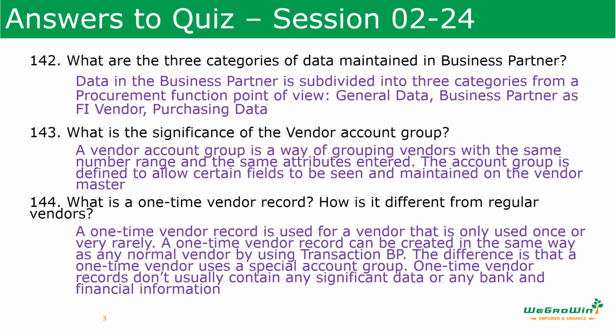What is a one-time vendor record? How is it different from regular vendors? A one-time vendor record is used for a vendor that is used rarely to buy some materials, once in a while. A one-time vendor record can be created the same way using the transaction BP, but the difference will be using the special account group. One-time vendor records do not usually contain any significant data or the bank details about that one-time vendor.